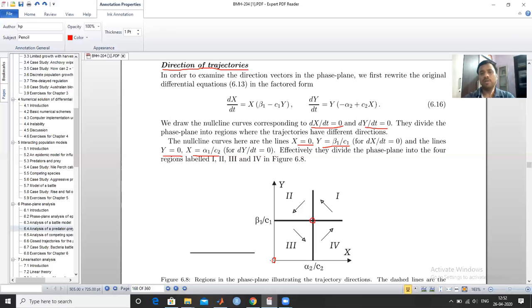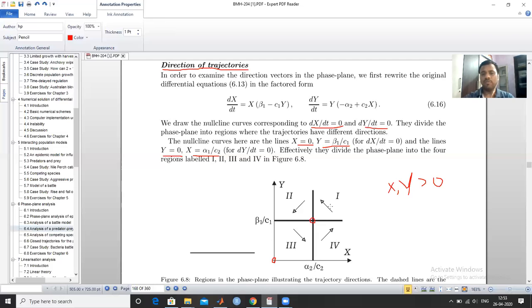Now we have to find the direction of the trajectories. So why is this point important? Because this point is dividing the region, and we are considering the direction in the first quadrant, because S and I, meaning X and Y, are both positive here. X and Y are both populations and cannot be negative, so both are positive and we consider only the first quadrant. But even in the first quadrant there are different regions in which the direction of the trajectories may be different.